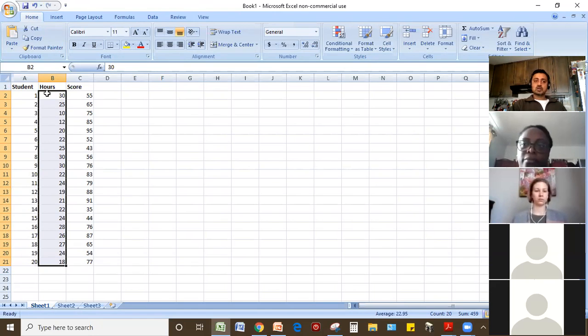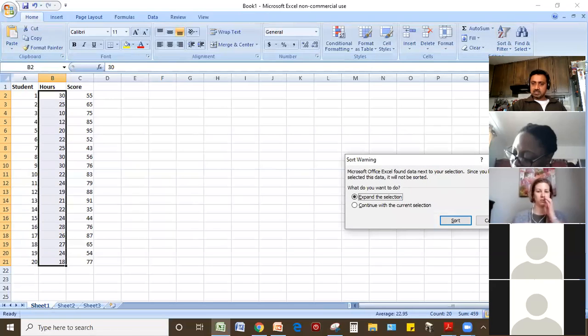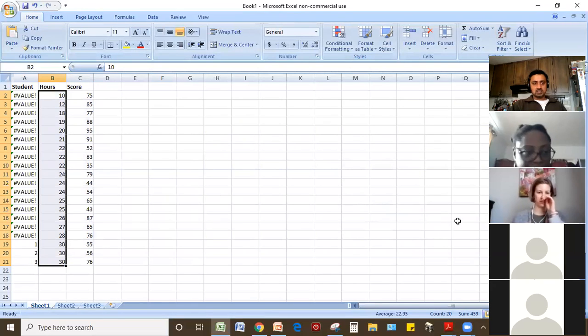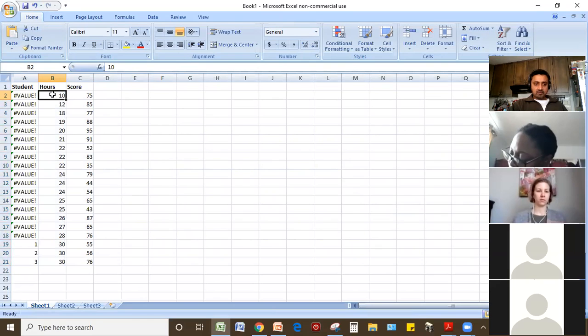For example, if we wanted to sort by hours, we would go to the hours column and say sort smallest to largest. It asks if I want to expand the selection. I say yes, and it does. Now we know the average is 22.95, so for everything below 22.95, which is up to here, I can just take an average.